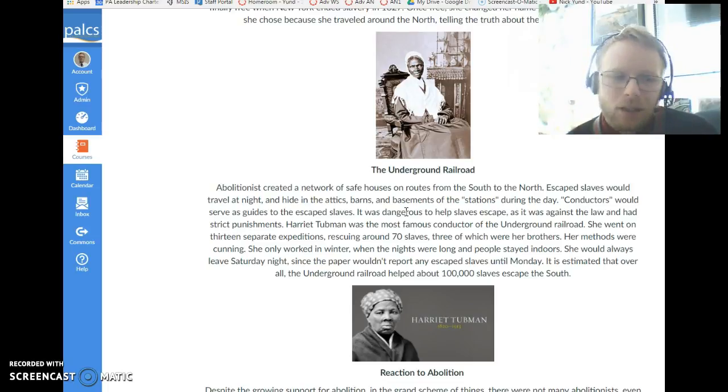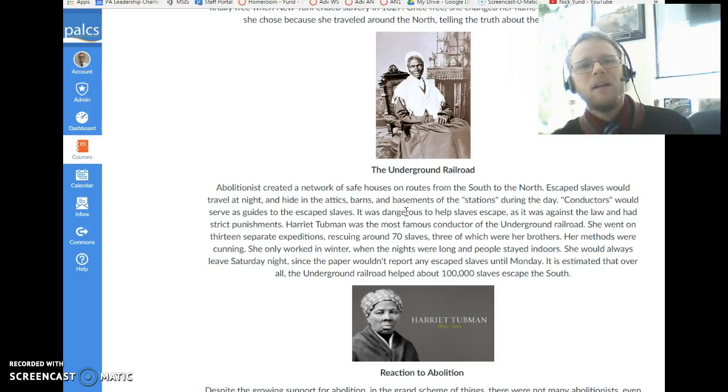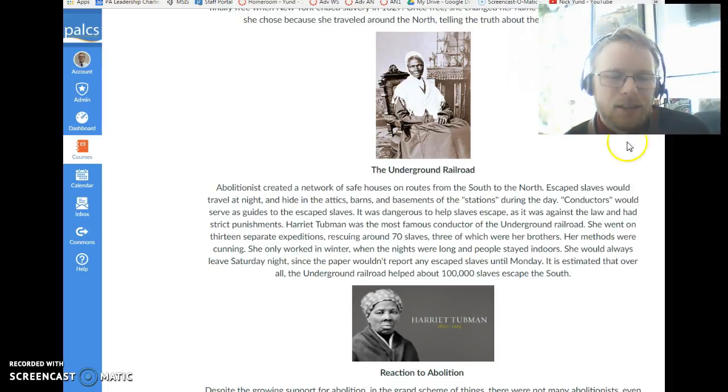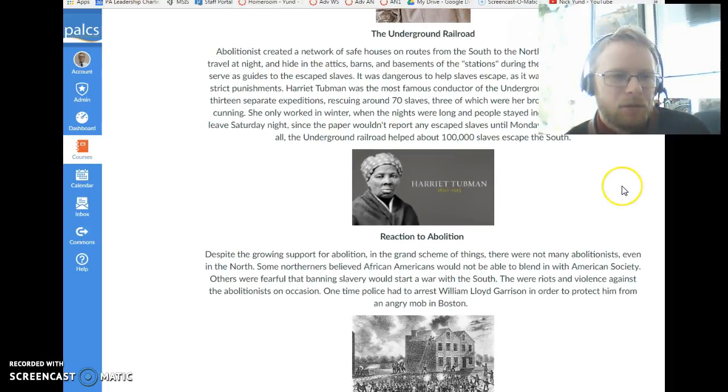She only worked in the winter, when the nights were long and people tended to stay indoors because it was cold. And they would always make their escape on a Saturday night, since there was no paper on Sunday, and so the paper wouldn't publish that there were any escaped slaves until Monday, and it gave the escapees a few days' start. Overall, it is estimated the Underground Railroad helped about 100,000 slaves escape from the South.